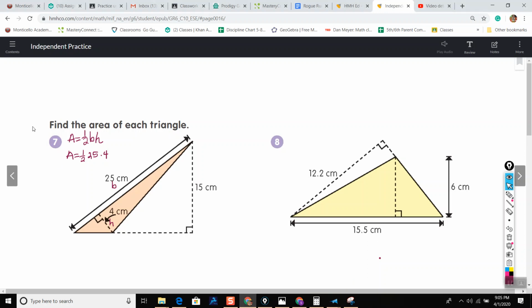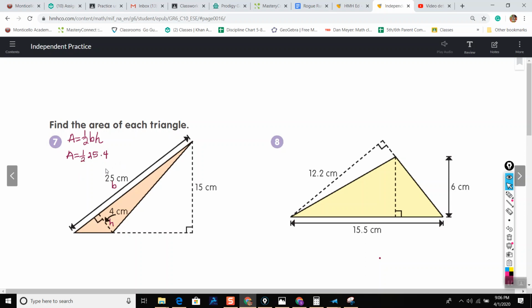And so right here you'll see our base is here. And here's the only line that's perpendicular where we have numbers we know. We could use this 15 if we knew what this base was right here, but we don't. So these are the two numbers that we have, base and height. So we've got 1/2 of 25 multiplied by 4.